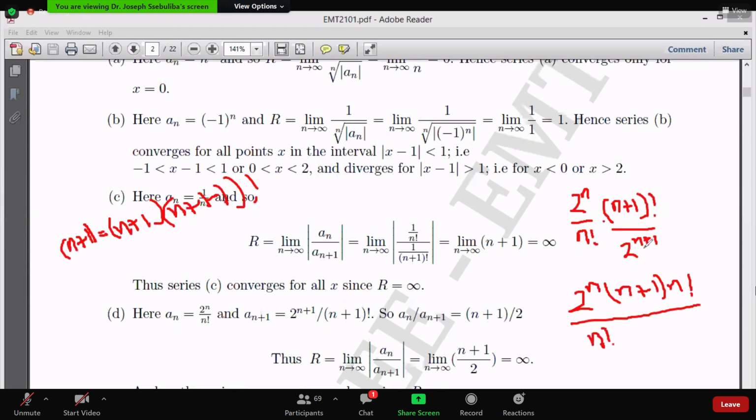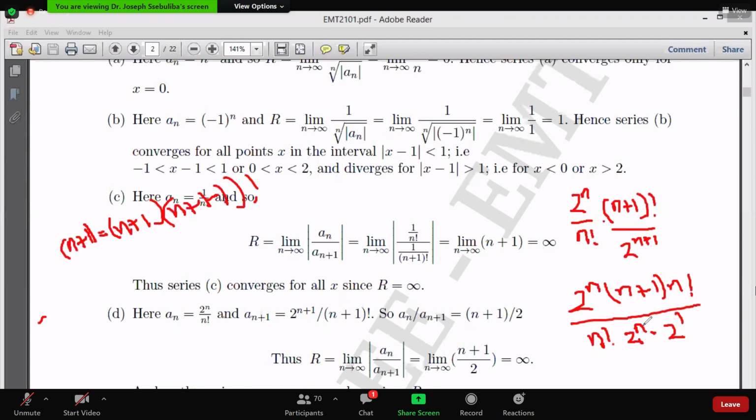We can split these two down here. Remember, these are powers. When the base is the same, you can add the powers. So that means you can have this as 2 to the n times 2 to the 1. This is multiplication here. The base is the same, so we can add the powers, that is 2 to the n plus 1. So since we've split this up using the rules of indices, that is 2 to the n times 2 to the 1, this 2 to the n can cancel with the other one.